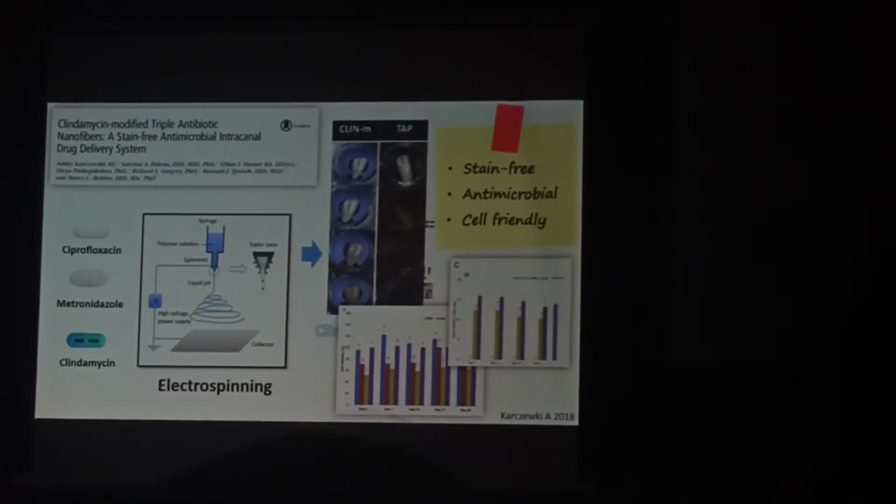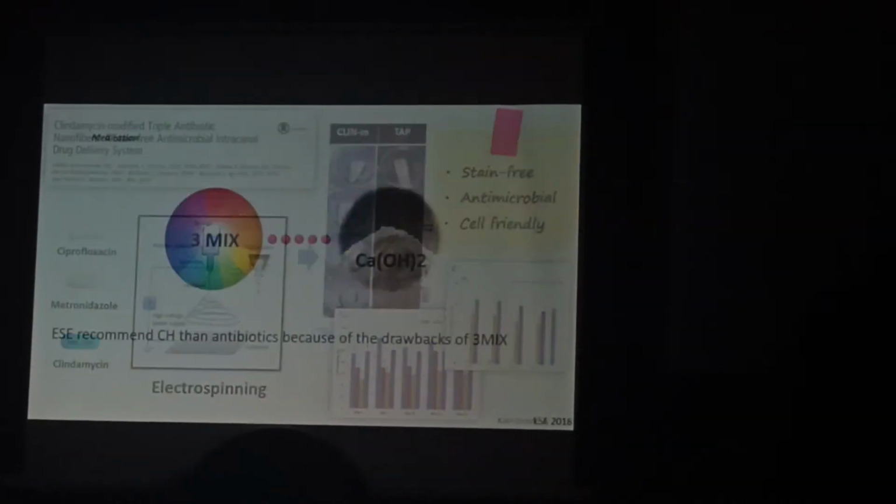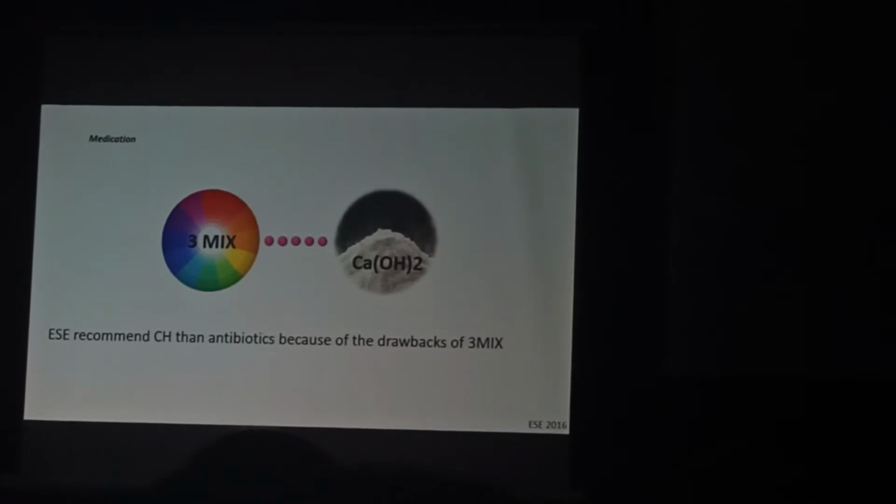Here is another example of changing the medicine to something else and using other advanced developmental techniques to create the medicine. In this study, they used electrospinning to generate a ready-to-use medicine, and they found they can generate a nanofiber. This medicine is stain-free, has antimicrobial activity, and is also cell-friendly. So maybe we will have this used in the future.